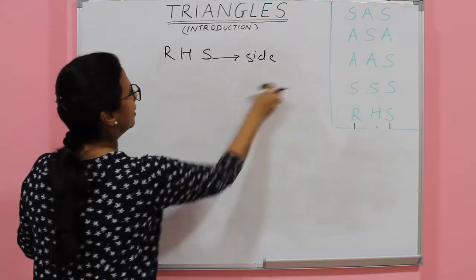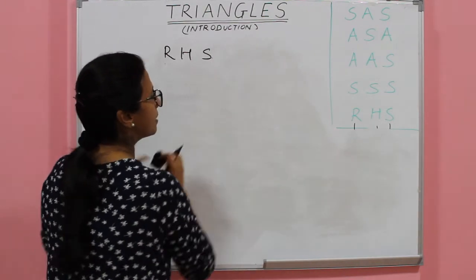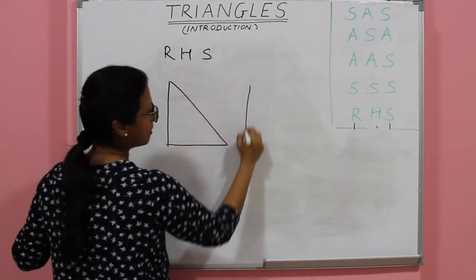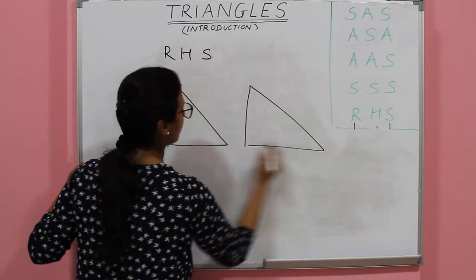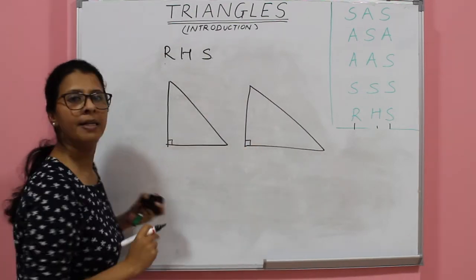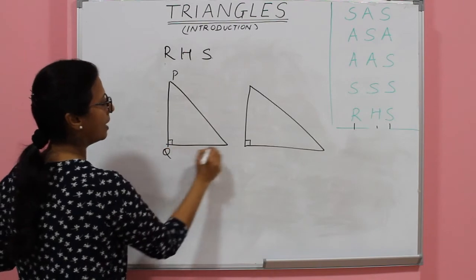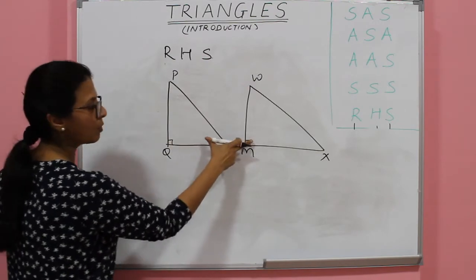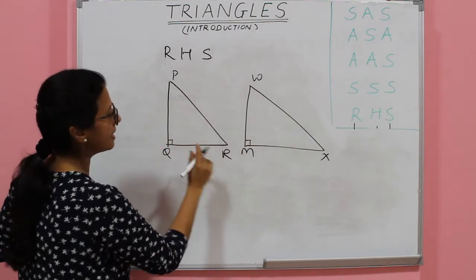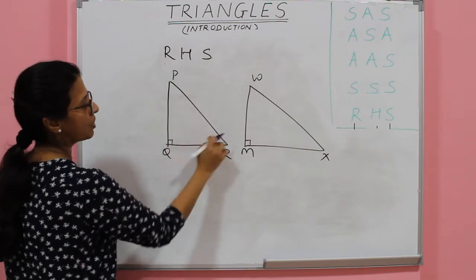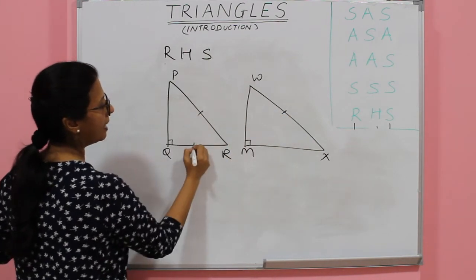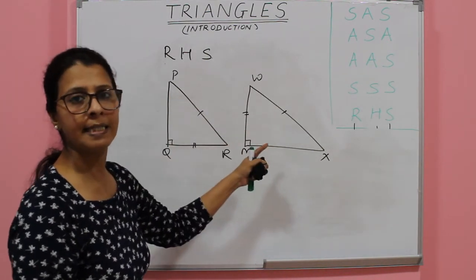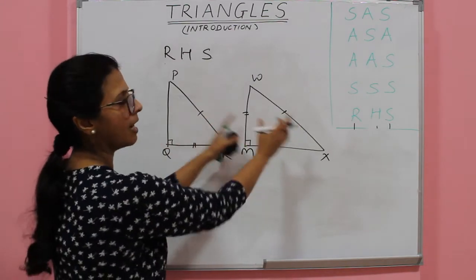Now let us see how it is. The moment a right angle comes in the question, you search for another right angle triangle. If they are congruent by RHS, the two triangles are congruent. Suppose this is PQR and this is WMX, and two right angle triangles means two angles are 90 degrees. The hypotenuse is the side opposite to the right angle. It has to be equal, and any of the sides is equal. By RHS congruency, these two triangles are going to be congruent.